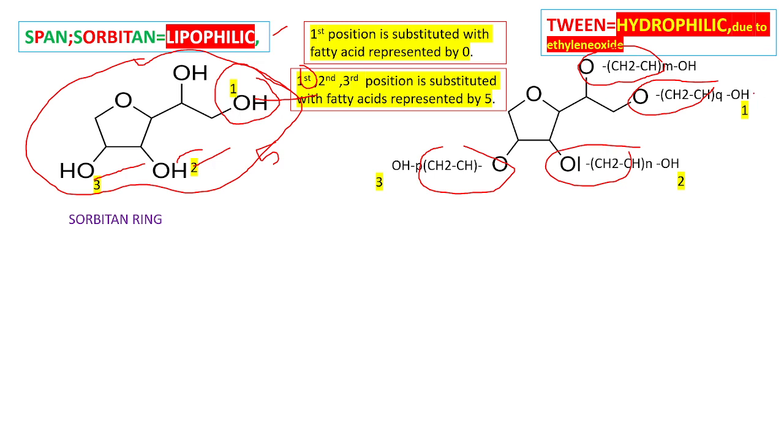Here also the same. If only the first position is substituted with fatty acid, the OH group is substituted with fatty acid, then an ester is formed, and we can represent it as 0. Tween 0, Tween 20. If the first, second, and third positions are substituted, then we can represent 5.